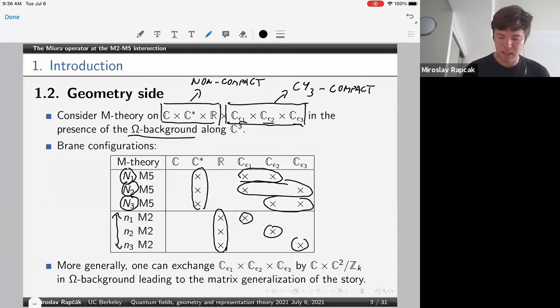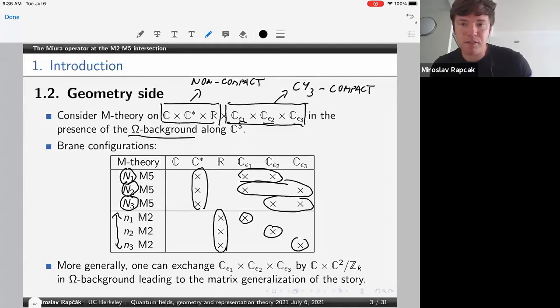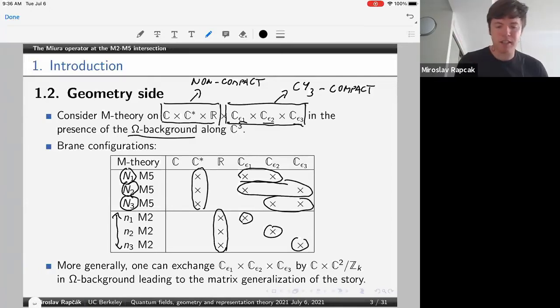If we exchange C3 by this C2 over ZK singularity, you can again turn on the omega background, and you can introduce three different M5 branes of three different orientations and M2 branes of three different orientations, and study everything in the very same manner as we are going to do today.